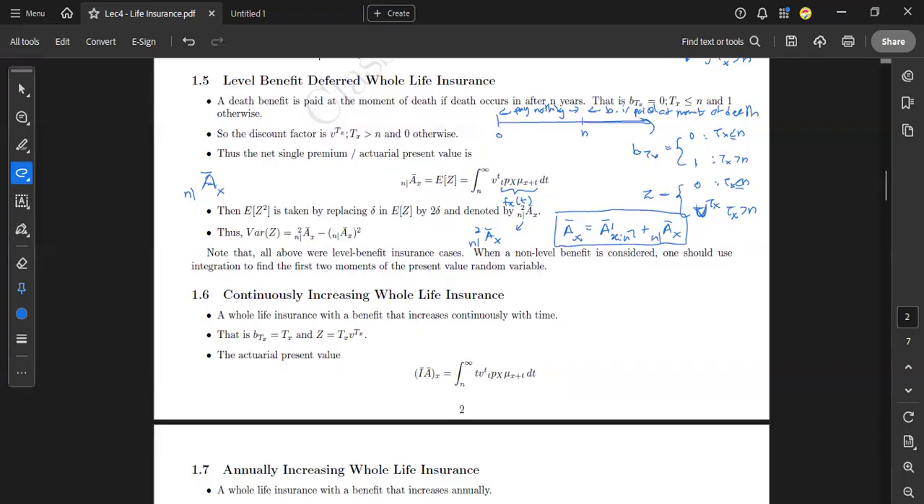So now you can imagine the whole life, the deferred whole life, the term life, the pure endowment, and the endowment. Both are for the future lifetime, but sometimes we can combine two concepts together and define the whole life or define the endowment insurance.